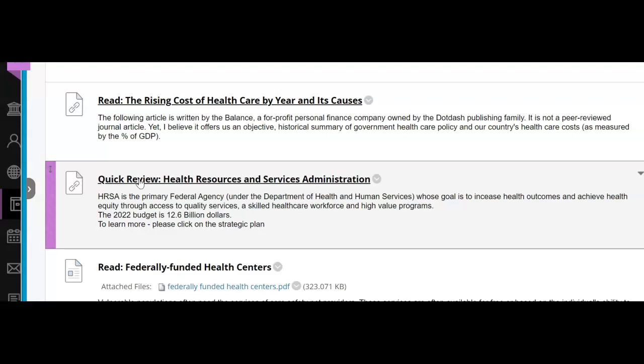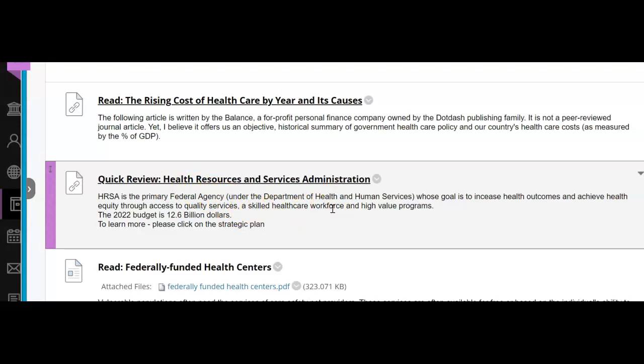What is HRSA? HRSA is the Health Resources and Services Administration. It's the primary federal agency under the Department of Health and Human Services, whose goal is to increase health outcomes and achieve health equity through access to quality services, a skilled healthcare workforce, and high-value programs. So this gives you that brief definition of it. And as you saw, HRSA is also looking at the skilled healthcare workforce.